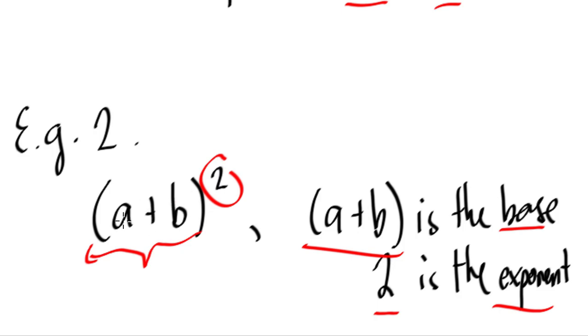Since a and b are arbitrary constants, we cannot get the value of the power yet. If a and b are defined, or they already have values, then we can determine the power of the quantity a plus b squared. But for now, let it be.